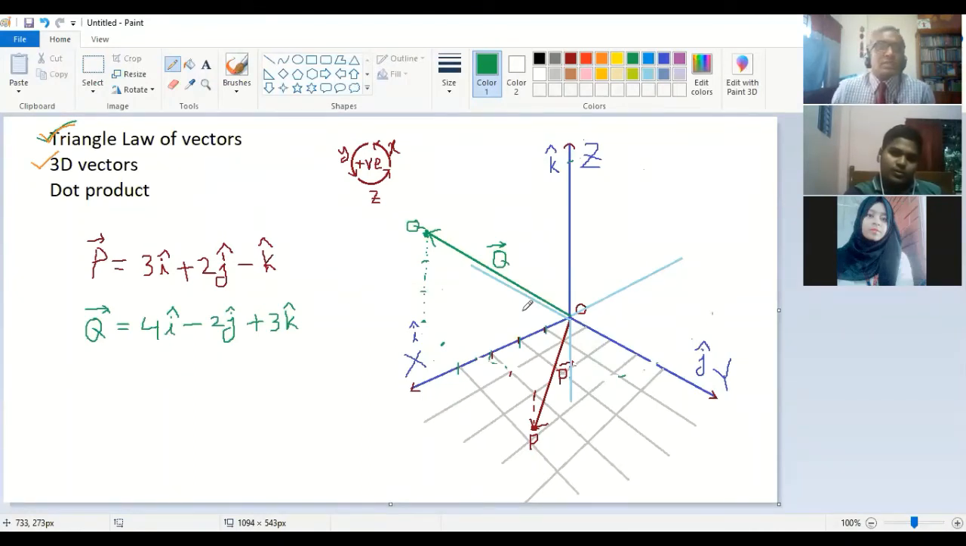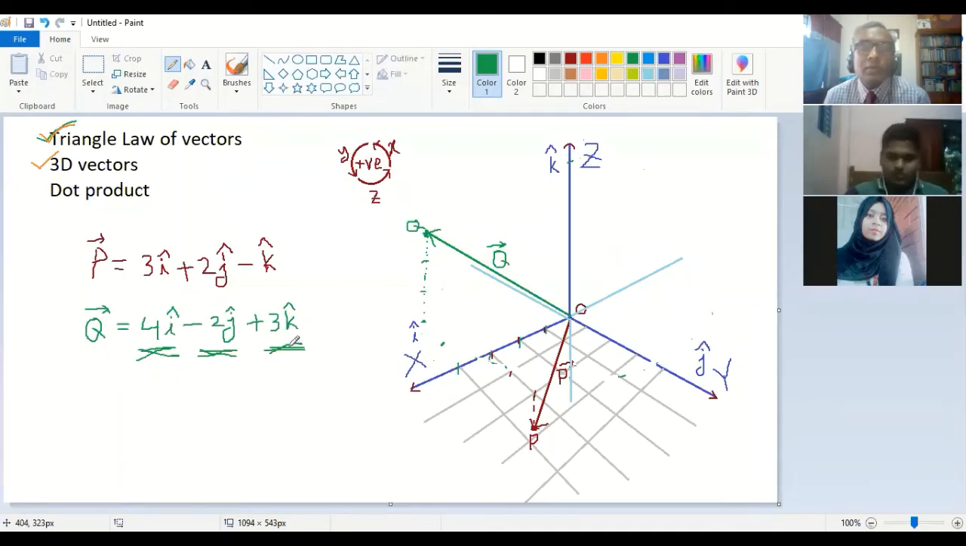So what is the given vector? It is 4i minus 2j plus 3k. So 4i means in the x-axis it will be 4 units. Yes, sir. And in the y-axis it will be 2 units, but it is in the negative direction. In the z-axis it will be 3 units. Okay, that is your understanding.